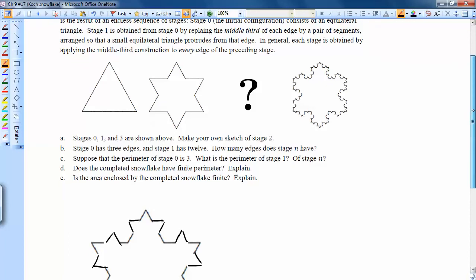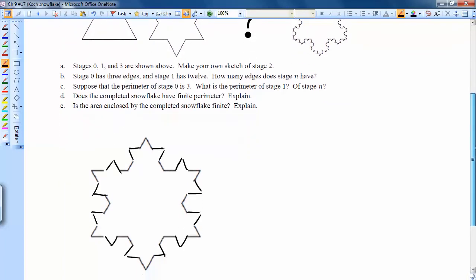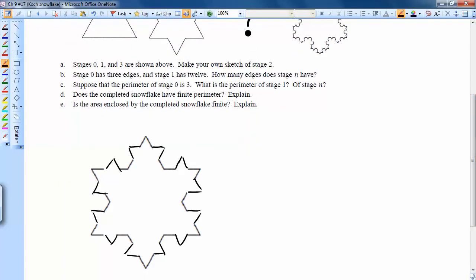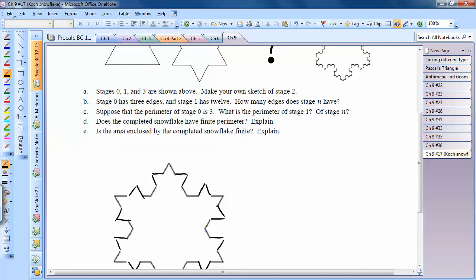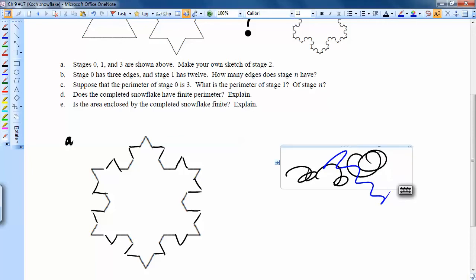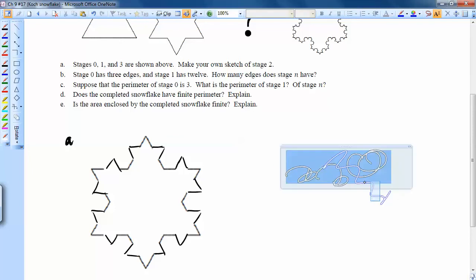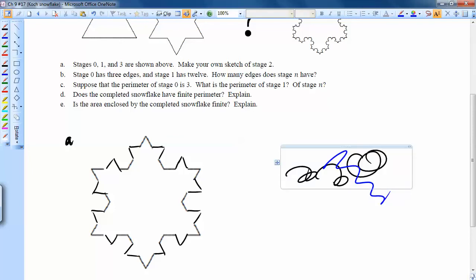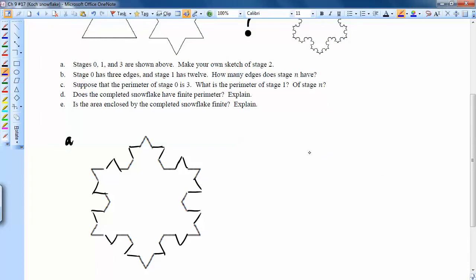Alright, let's see. Stage 0 has 3 edges. Stage 1 has 12. How many edges does stage N have? Well, I wanted to. Okay, there we go. Of course, now it won't erase. There we go. I don't know what it's doing. It's got a mind of its own. Oh, and the A appeared.